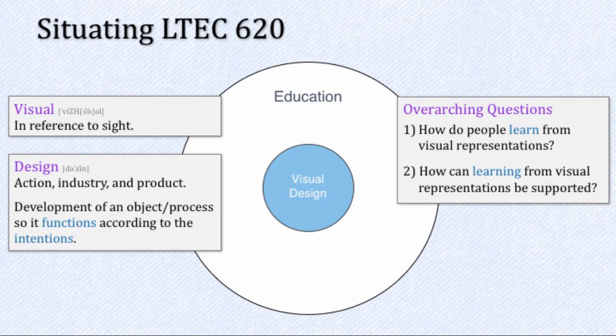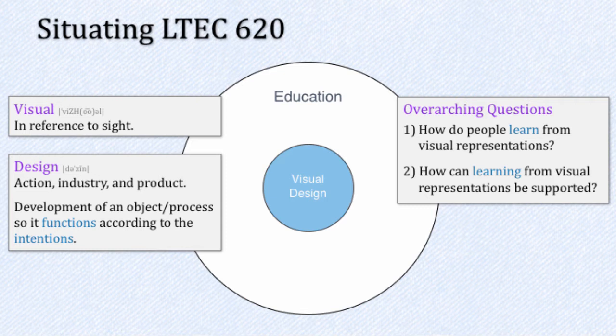In fact, here are two overarching questions that help us make the connection between visual design and education. The first question asks, how do people learn from visual representations? The second question asks, how can learning from visual representations be supported? In order to prepare ourselves to be able to adequately address these overarching questions, we're going to need to draw on more than just one field.